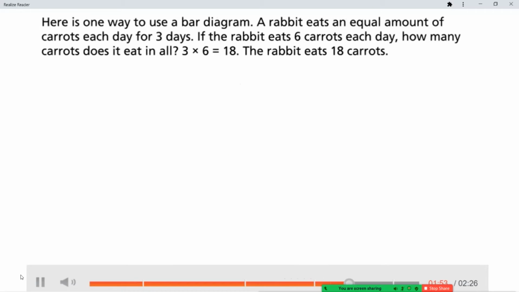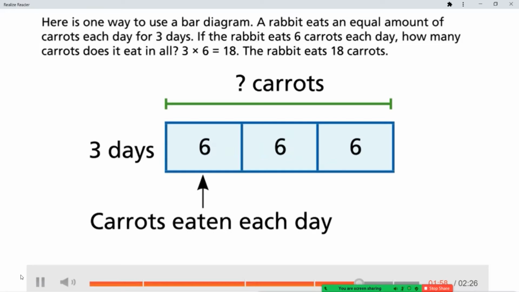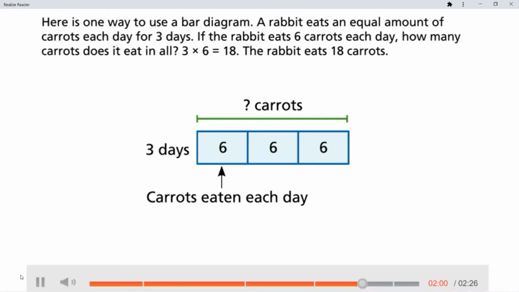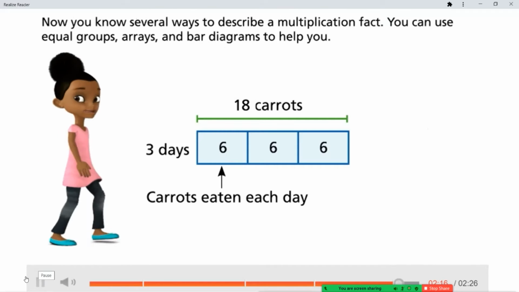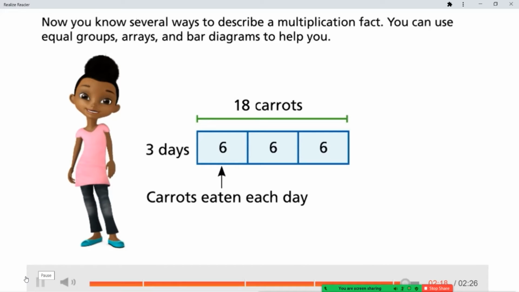Here is one way to use a bar diagram. A rabbit eats an equal amount of carrots each day for 3 days. If the rabbit eats 6 carrots each day, how many carrots does it eat in all? 3 times 6 is equal to 18. The rabbit eats 18 carrots. Now you know several ways to describe a multiplication fact. You can use equal groups, arrays, and bar diagrams to help you.